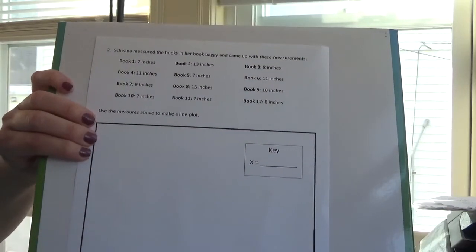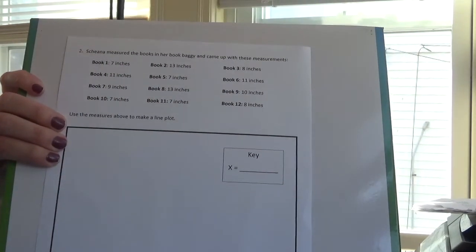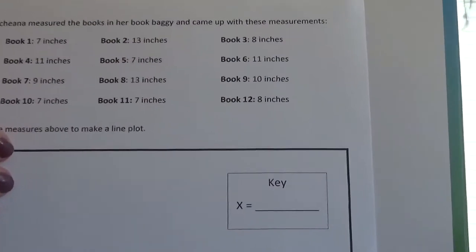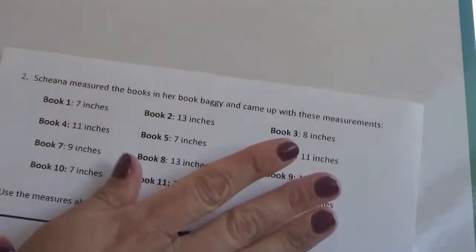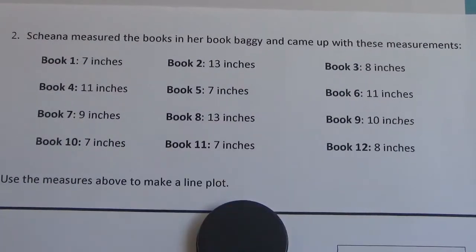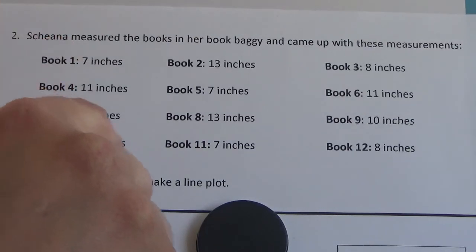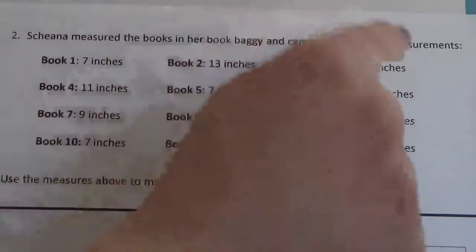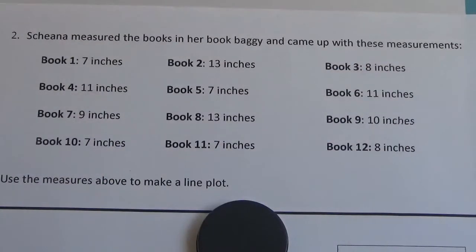Now, for this problem, it says, and I'm going to zoom in here because this is the most important part for you to see since you're doing this on your own, is the data. The data that you're putting into your line plot. It says, Sheena measured the books in her book baggie and came up with these measurements. You can see these measurements here for a total of 12 different books. Your job is going to be to use this information, these measurements, and to create a line plot.